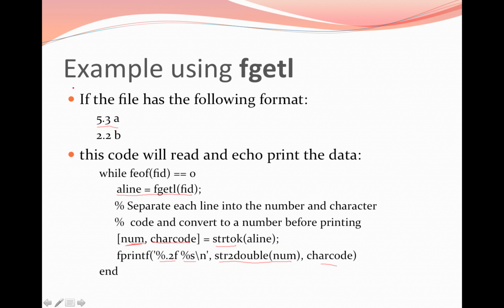So again, this is in a while loop. We keep going while we're not at the end of the file. So then we'd read the next line, again as a string, 2.2 space B. Use strtok to split that into two strings, and then convert the actual number into a number. So convert the string that stores the number into a number, and then the character code.